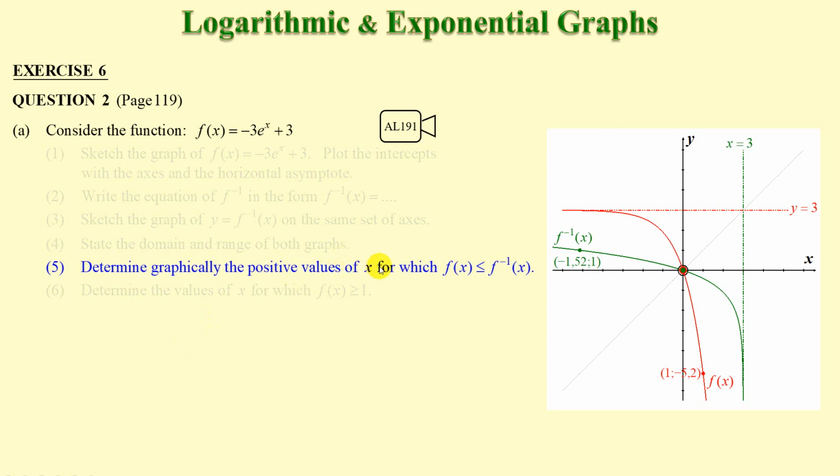So this again is positive values of x for which f of x is less than or equal to f minus 1 of x. So the red graph must be below or equal to the other graph.